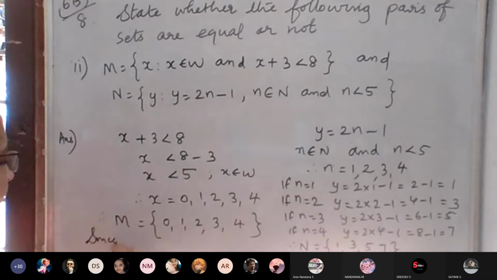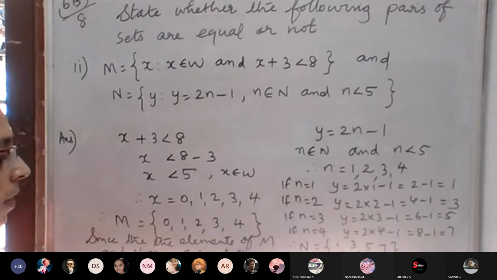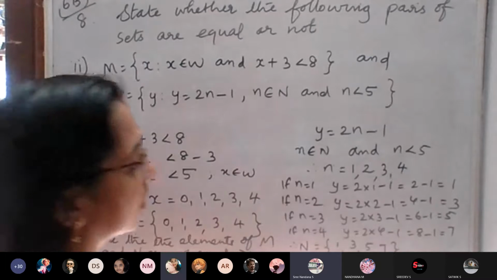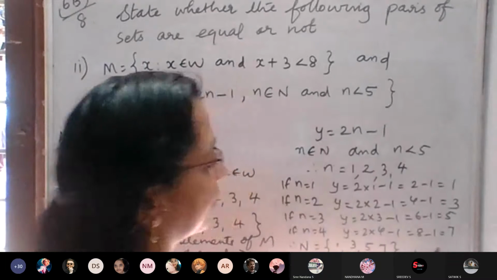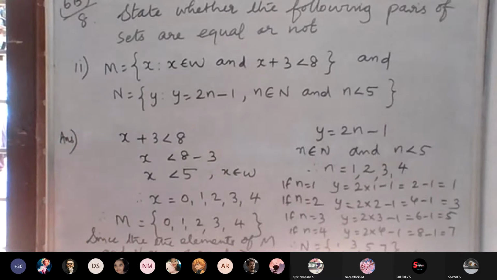Since the elements of the sets are not equal, it is not an equal set. It is not an equal set.